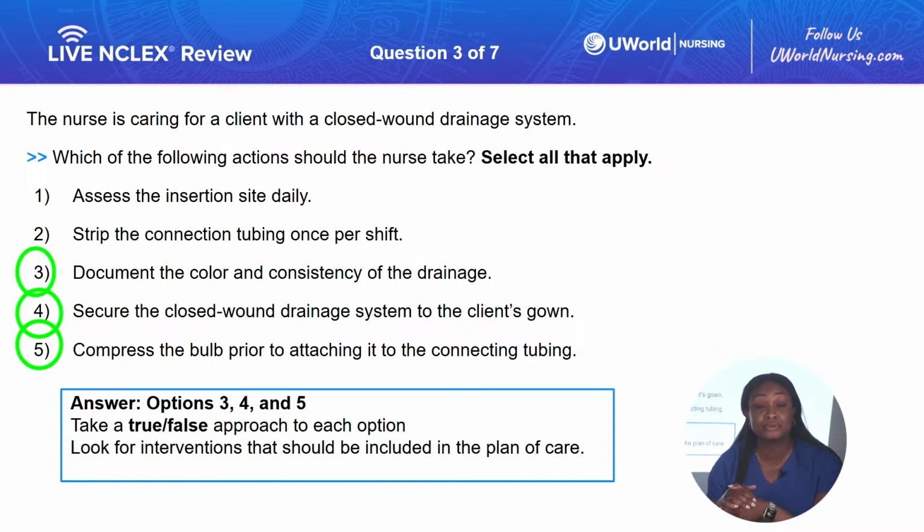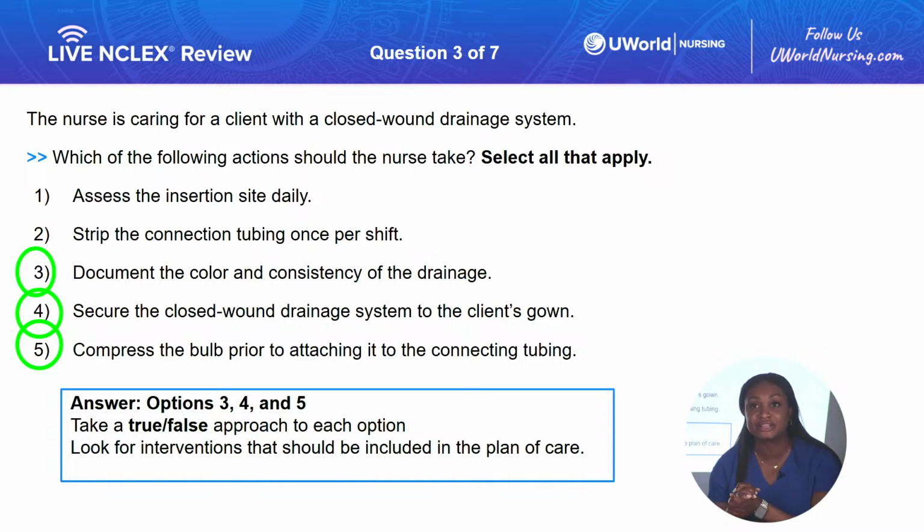But we want to monitor that very closely because it is a drain and it is hanging from inside the client. So we want to document the color and consistency of the drainage. We want to make sure it's doing what it's supposed to be doing. If you don't see any drainage or if you see too much drainage, that is something that you want to notify the provider about.